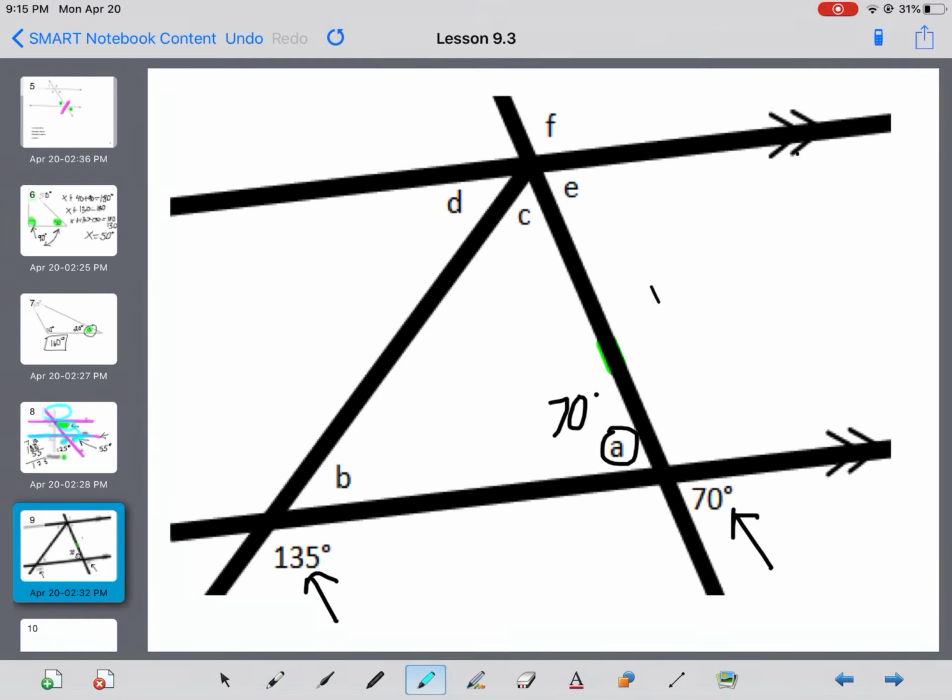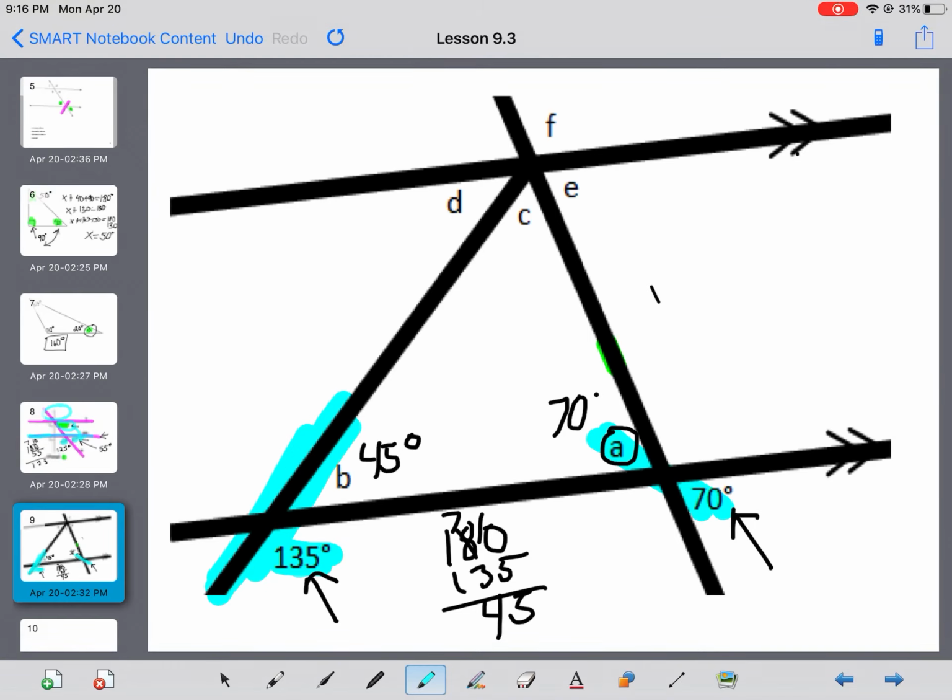Then I take a look at angle B, and I notice that angle B is a linear pair with 135 degrees, which is another way of saying that B and 135 are supplementary. So I know because they're supplementary that together they must equal 180 degrees. So I can do some subtraction, and I can figure out that angle B is actually 45 degrees. So far I've applied my knowledge about opposite or vertical angles, and then also about supplementary angles.